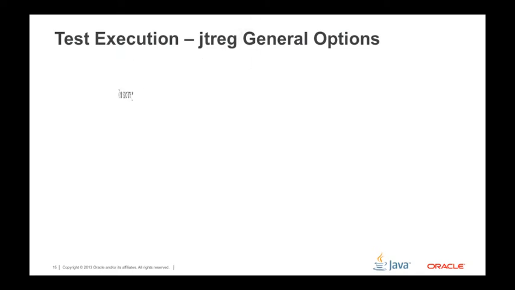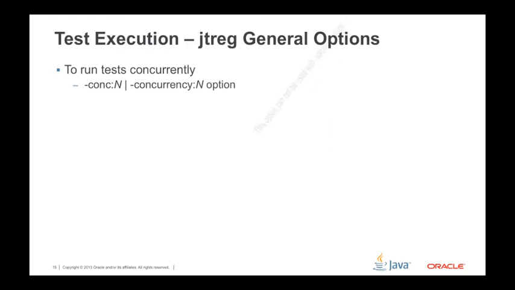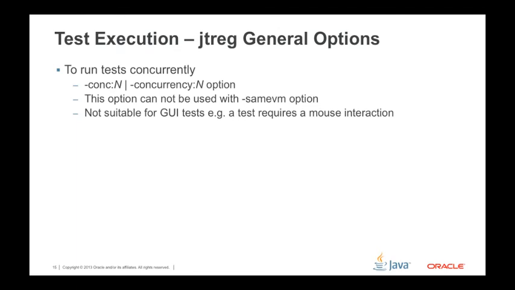JTREG general options. To run tests concurrently, use the -concurrency:(n) option. N can be auto or just a simple number. This option cannot be used with the -samevm option. However, this option is not suitable for GUI tests, for example, a test that requires mouse interaction.